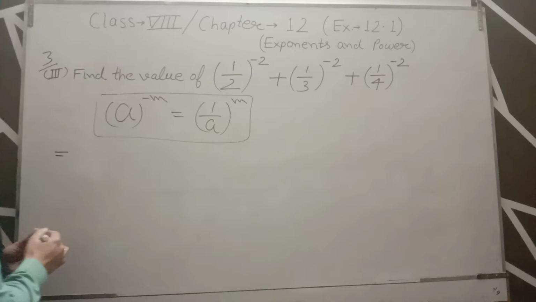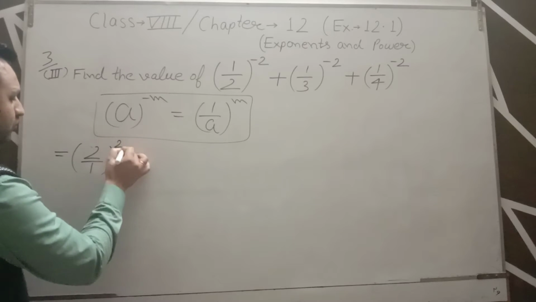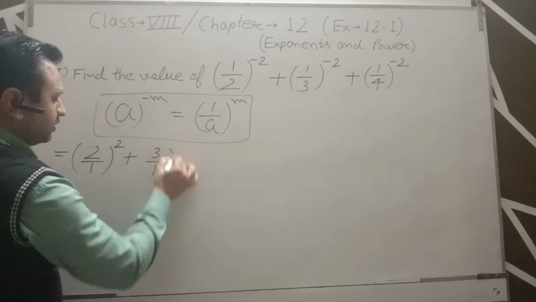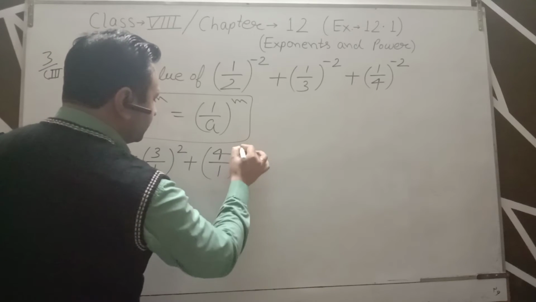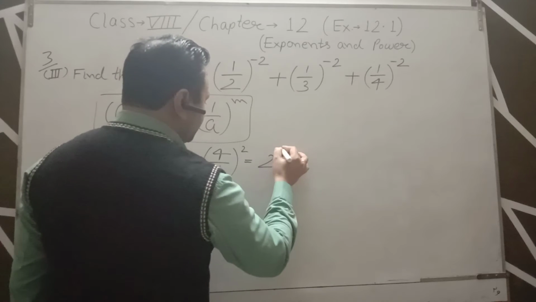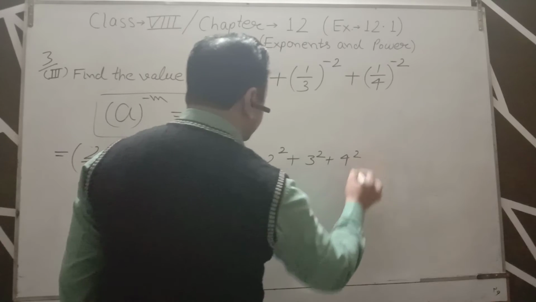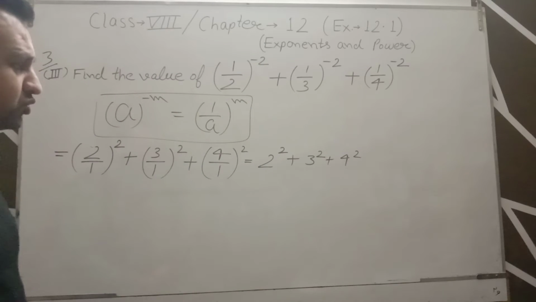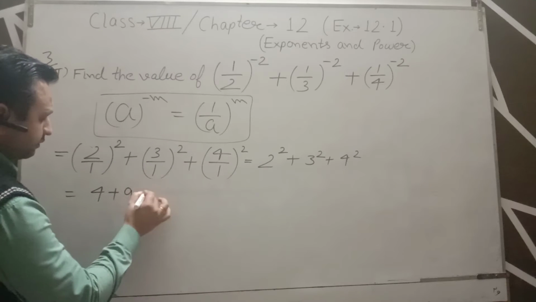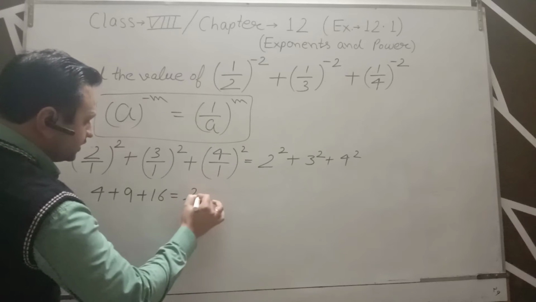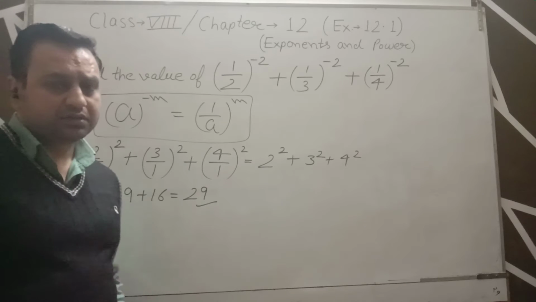So what is the reciprocal of 1 upon 2? It means (2 upon 1) whole power 2 plus (3 upon 1) whole power 2 plus (4 upon 1) whole power 2. So simply 2 square plus 3 square plus 4 square. It means 4 plus 9 plus 16, and the answer is 29. I hope the third part is clear, just note it down.